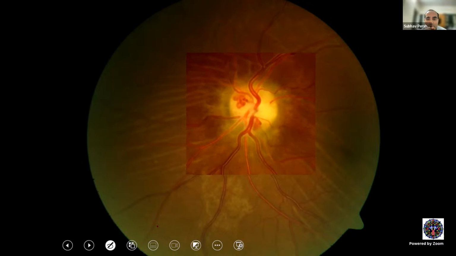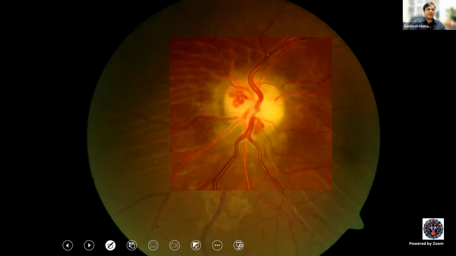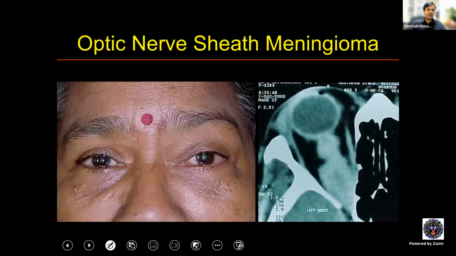Optociliary shunt vessel. So if a patient presents to you with what looks like cataract but also has relative afferent pupillary defect, when you peep into the fundus, you find optociliary shunts with pale disc edema or manifest disc edema or optic atrophy. Any of these could be there depending on the chronicity of the lesion and how it has impacted the optic nerve. You think of optic nerve sheath meningioma.